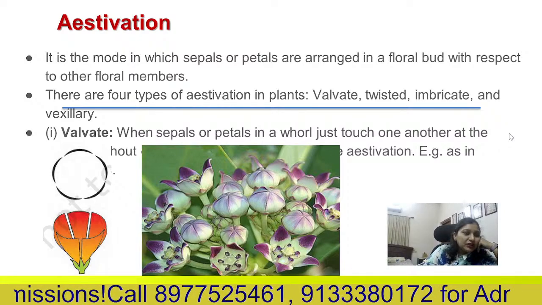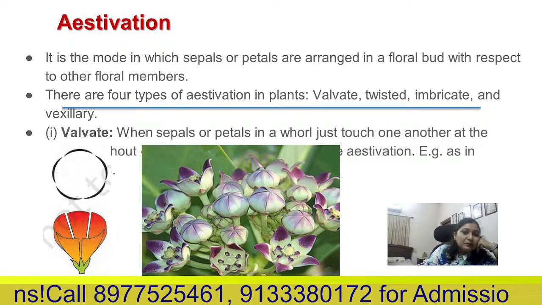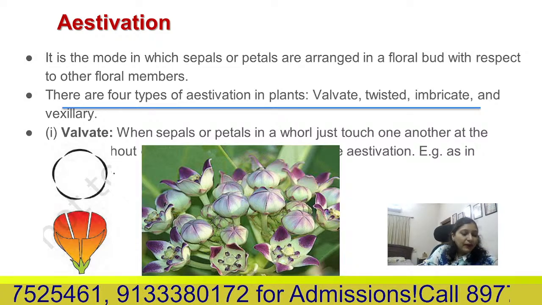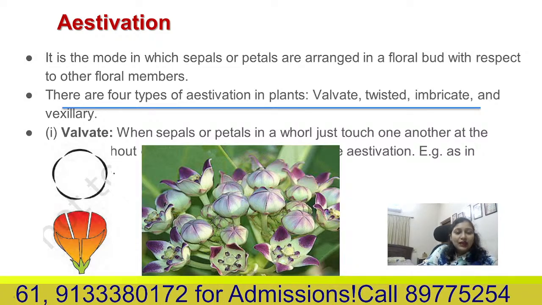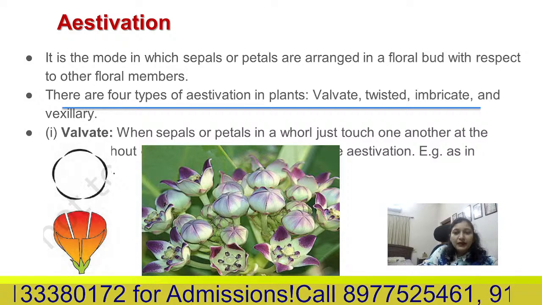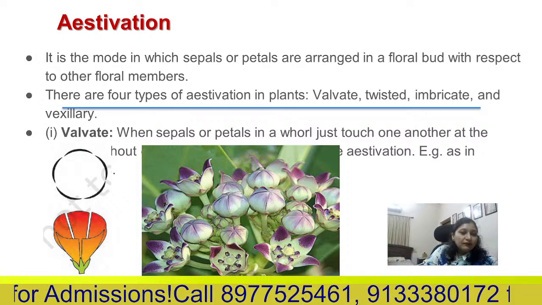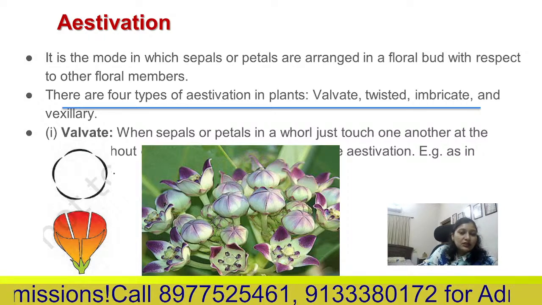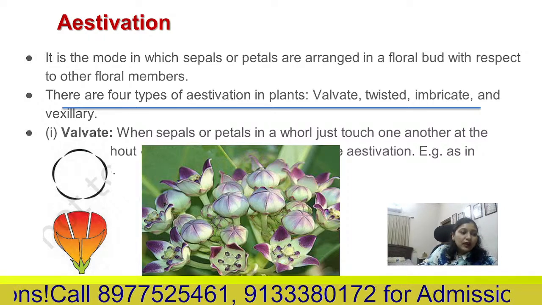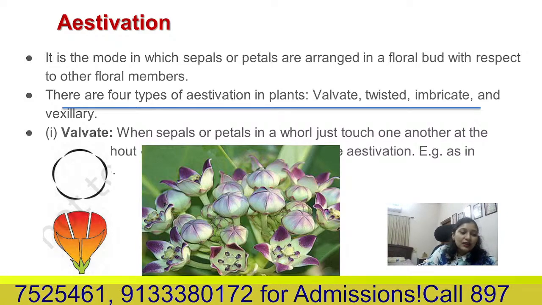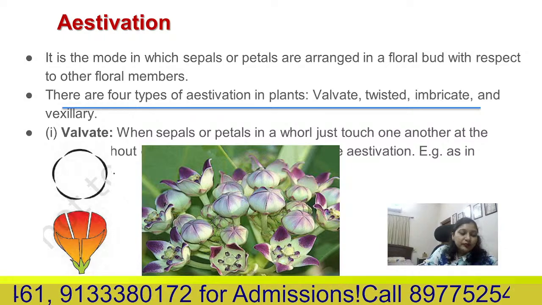Next, estivation. It is the mode in which sepals and petals are arranged in a floral bud with respect to the other floral members. There are four types of estivation in plants: valvate, twisted, imbricate. Don't go anywhere, guys. We'll be discussing PYQs now. After a few minutes, we'll be starting the question answer session, and you need to answer for that.